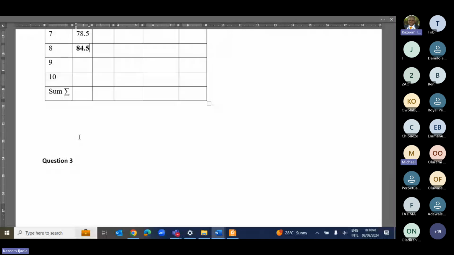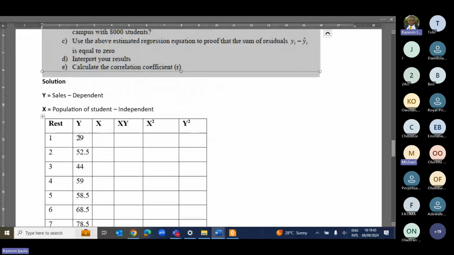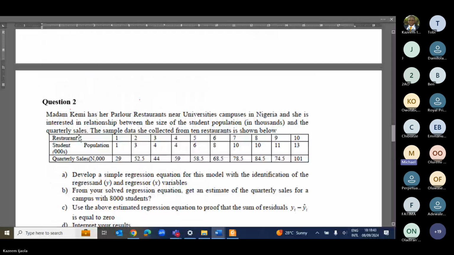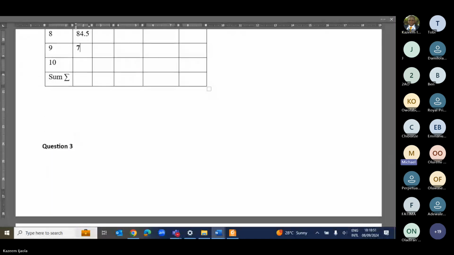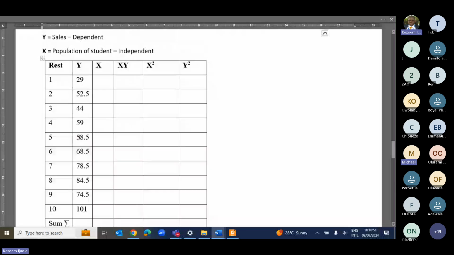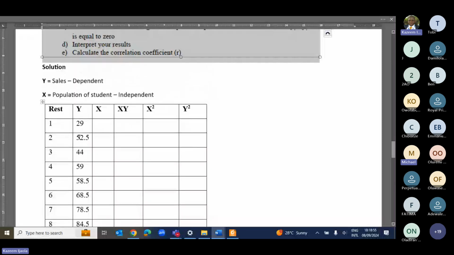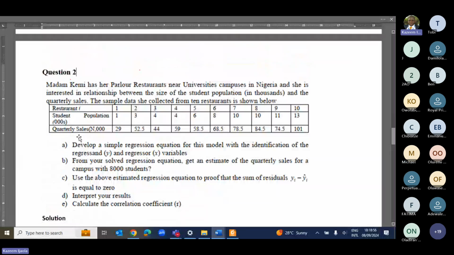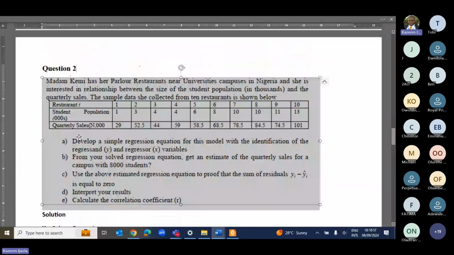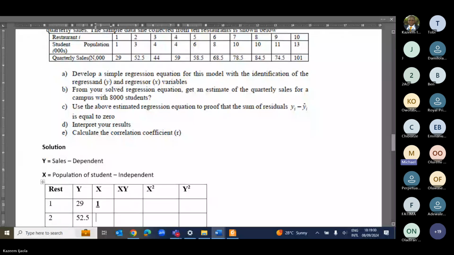So what is our X? Our X is population. That's 1, 3, 4, 4, 6, 8, 10, 10, 11, 13. So this is our data.